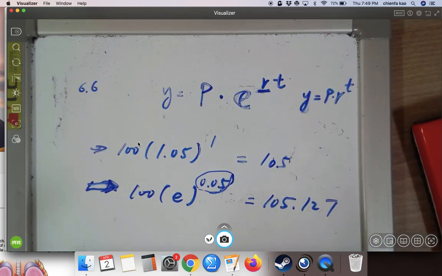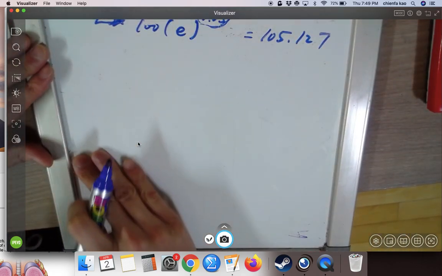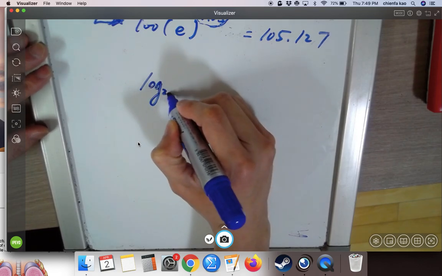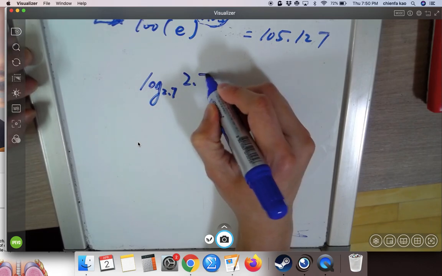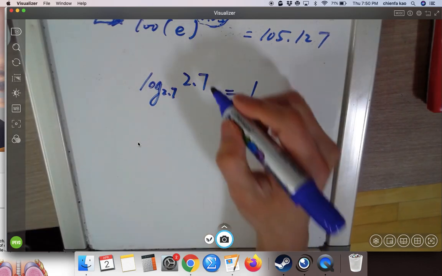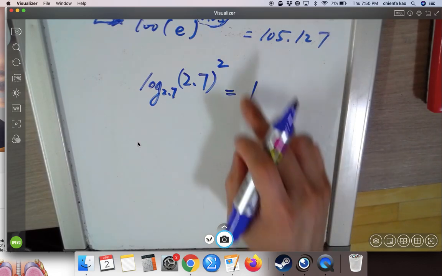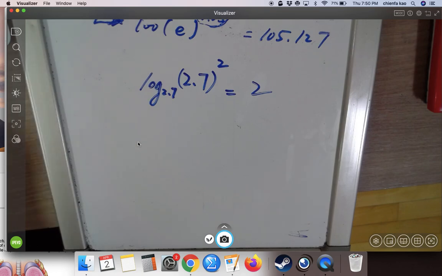Okay, that's the first thing. And then the second thing is really not that hard. Let's take a look. It's just log. Let's take a look at log base 2.7 of 2.7. What is the answer? You'd be able to tell me it's 1. Okay? So if it's log base 2.7 of 2.7 squared, what would the answer be? You would tell me it's 2. You would be correct.